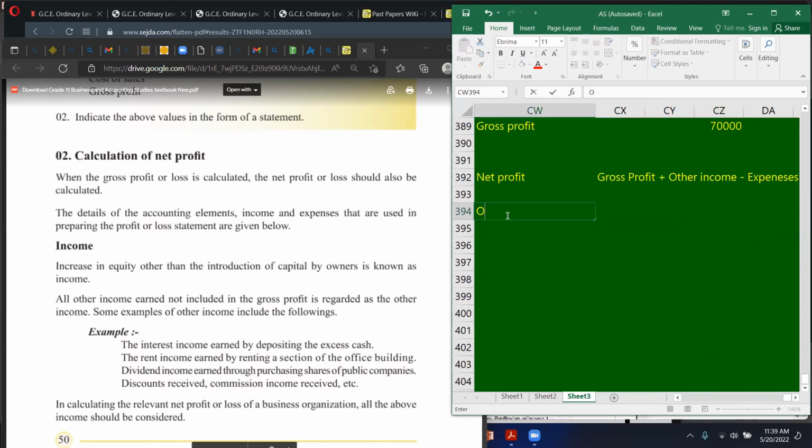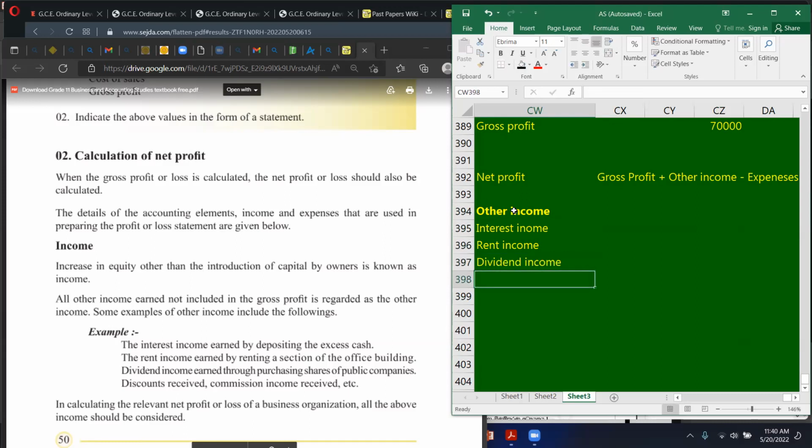And then write it down, other income. Other income means, in addition to the main business operation, if they have any assets, they can rent them out. If they have any fixed deposit, they will get interest income. And there are different sources like these. Okay, write it down: interest income, rent income, dividend income.